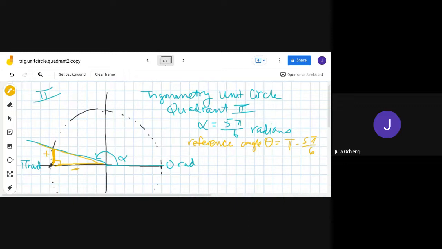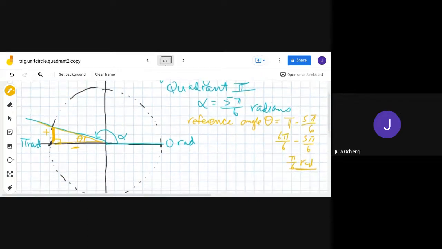So again, that's because this little bit that's left is going to go all the way to pi, and then you're going to subtract alpha to get the leftover bit, which is theta, or the reference angle. So I'm going to subtract that. I need to get a common denominator, so I change the pi to 6 pi over 6. 6 pi over 6 minus 5 pi over 6 is 1 pi over 6. So my reference angle is pi over 6 radians.